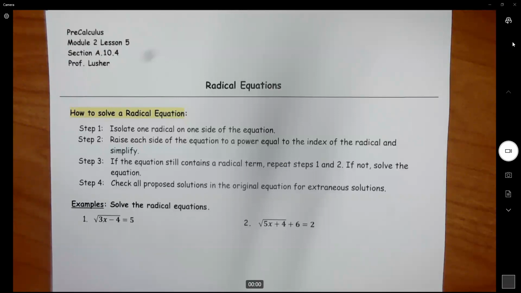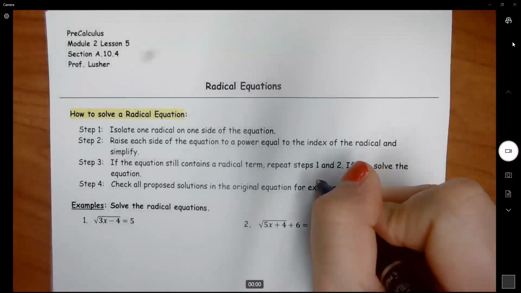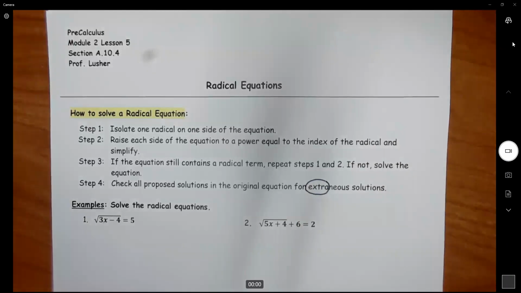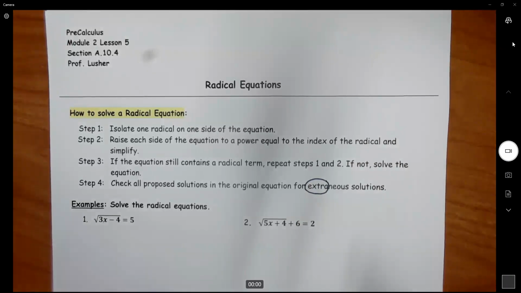And then step 4, you need to check all your solutions in the original equation for extraneous solutions. A lot of times when you're solving quadratics or linear equations, you're checking your solution just to check it. For these, this is not an optional step, because sometimes you do the right process and then you get something called an extraneous solution. It's an extra solution that actually does not work. And so you have to check your work.